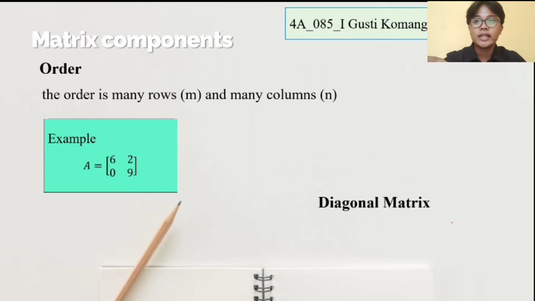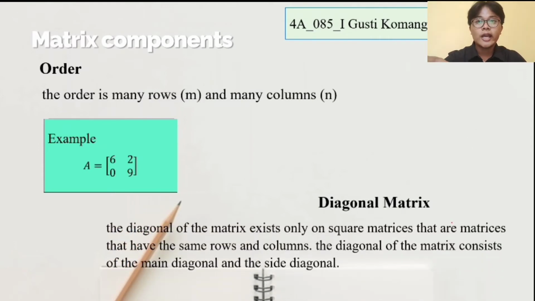Next is the diagonal of the matrix. The diagonal exists only on square matrices, that are matrices that have the same number of rows and columns. The diagonal of the matrix consists of the main diagonal and the side diagonal. Back on the matrix A, the main diagonals are 6 and 9, while the side diagonals are 2 and 0.